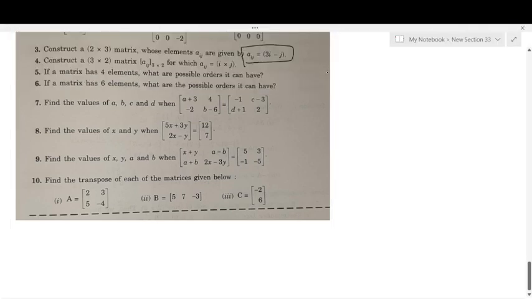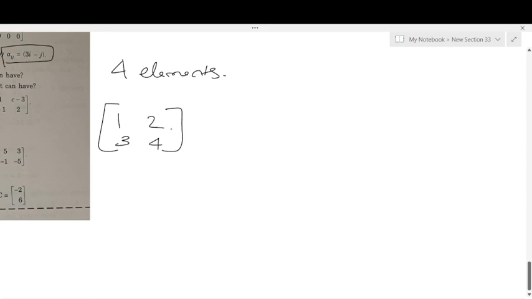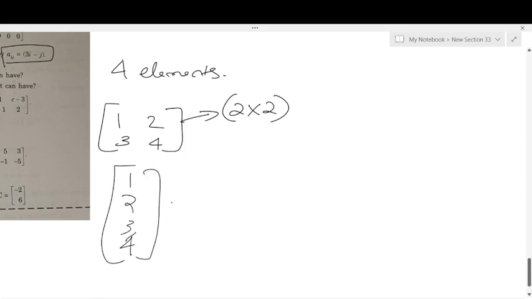Exercise, first exercise. Next. If a matrix has 4 elements, how many elements? What do you mean by 4 elements, students? How many elements does it have? 4, right? So let me write random numbers. 1, 2, 3, 4. How many elements does it have? What are possible orders can have? What are the possible orders? This is the first order. So what do you call this? 2 into 2. Next, this 4 elements, can I write it in this way? Is it possible? This order? Write it in this order. So total how many orders can I write?